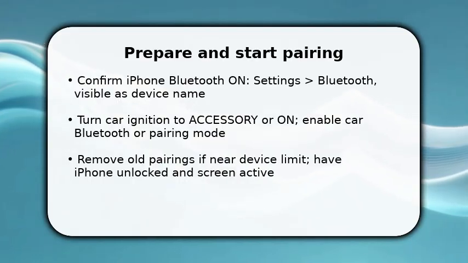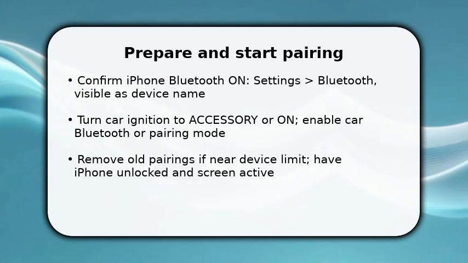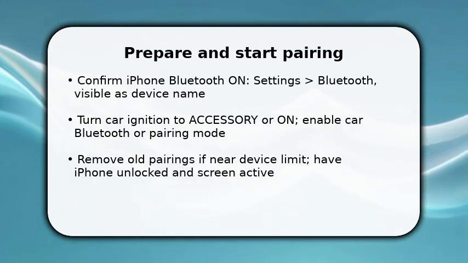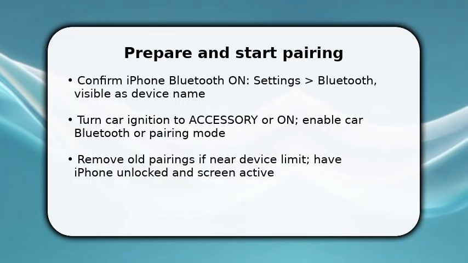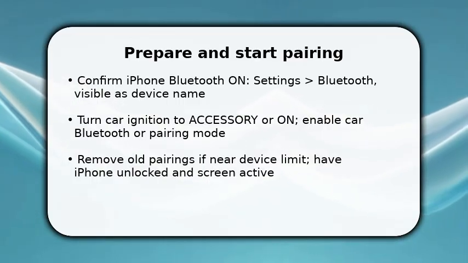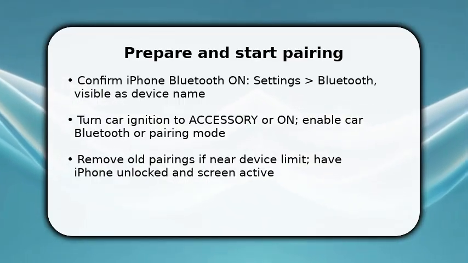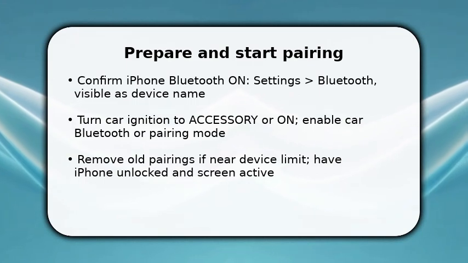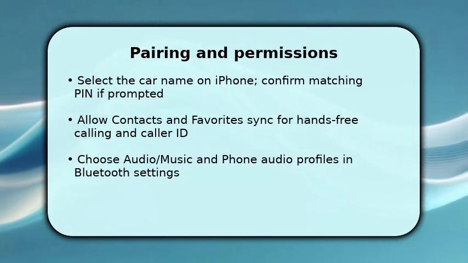Make sure the car ignition is at least in accessory power so the radio stays active. If the radio is cluttered with old devices, delete 1 or 2 entries to avoid connection limits and speed discovery. You tap the car's name when it appears on your iPhone.